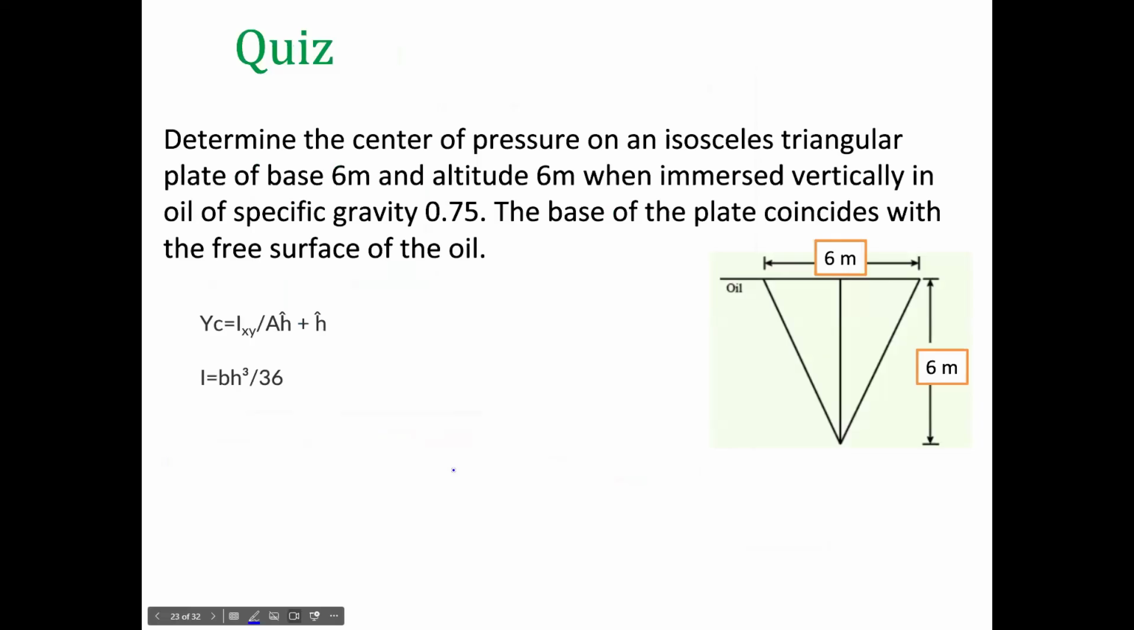What about this one? Center of pressure in the shape that you can see, which is a triangle. The sides are 6 by 6. The fluid is not water here, it is oil. And SG is 0.75, which means that gamma of oil is SG multiplied by gamma of water. What does it ask? YR, or center of pressure.